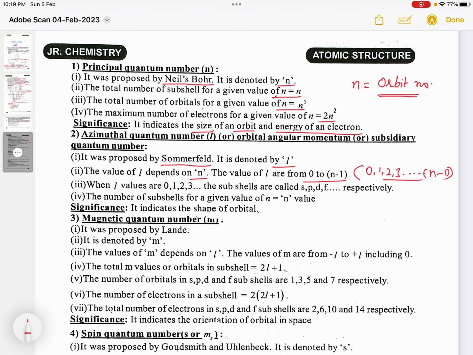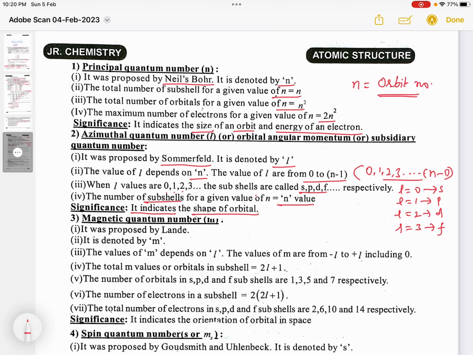When L values are 0, 1, 2, 3, the subshells are called S, P, D, F respectively. That means, for example, L equals 0 represents S orbital, L equals 1 represents P orbital, L equals 2 represents D orbital, L equals 3 represents F orbital. Next, the number of subshells for a given value of n is equal to n only. And the significance of this azimuthal quantum number is it indicates the shape of the orbital. Azimuthal quantum number indicates shapes of the orbitals.